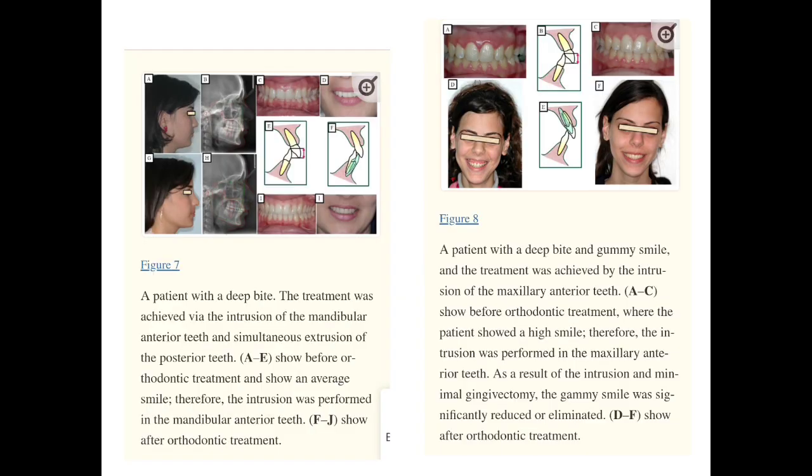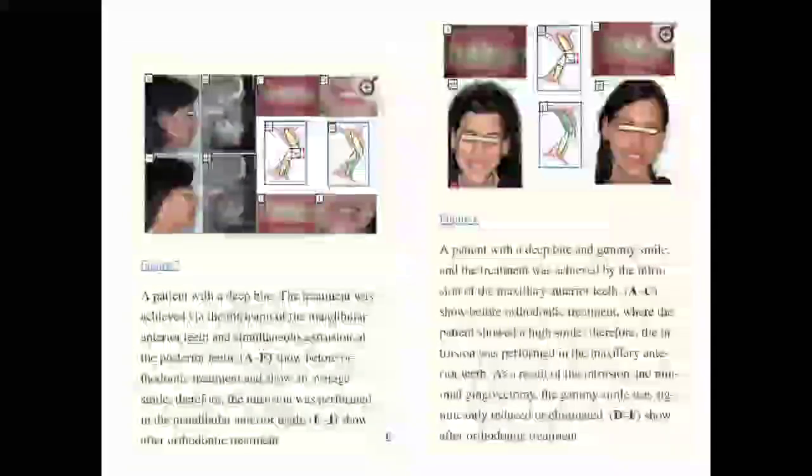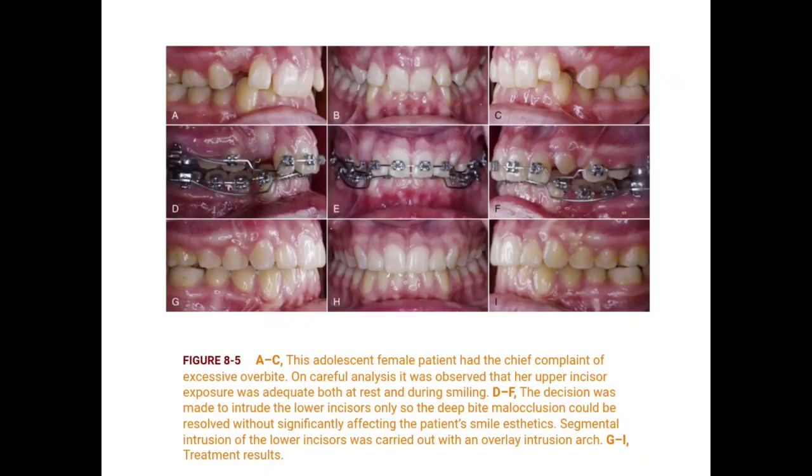I'll give you some case examples. Here, figure 7, you'll see how the intrusions were done and the changes before and after. You can look at them afterwards. And then we have a case here where, in the picture, you see intrusion arches that are meant to intrude the incisors.